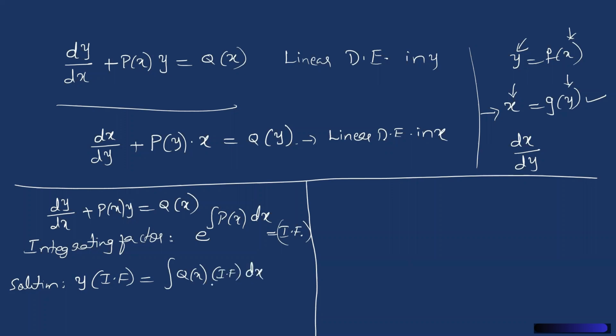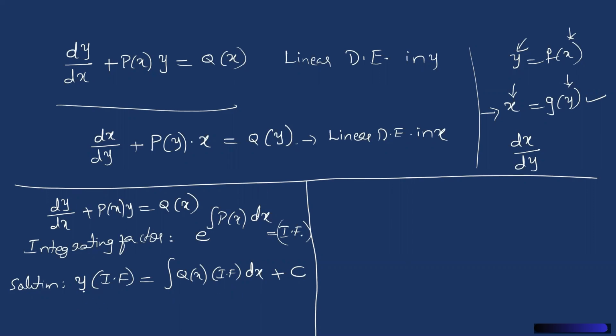And you integrate this with respect to x, then you will add some integrating constant c. So when you are given a linear differential equation, the first step is to find out its integrating factor, and it is this, e to the power of integration of p of x dx. And after getting this integrating factor, we just use this idea to find out the solution.